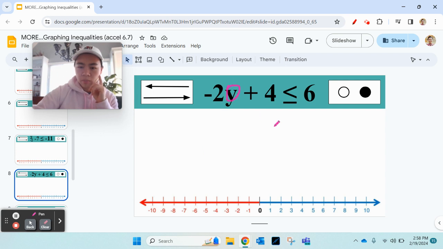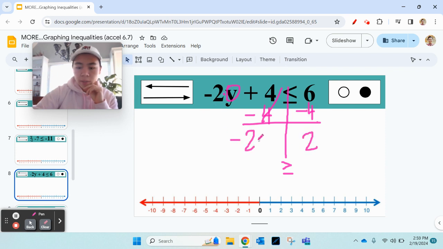Next problem, two-step again. We have this +4. Remember, side by side like this is multiplication. Our y is being multiplied by a negative number, which is going to cause my symbol to flip. So instead of less than or equal to, it becomes greater than or equal to. Going to go ahead and flip it so I don't forget. We're going to get rid of this +4 by doing the opposite on both sides. 6 minus 4 is 2. And I'm going to drop this -2y down.